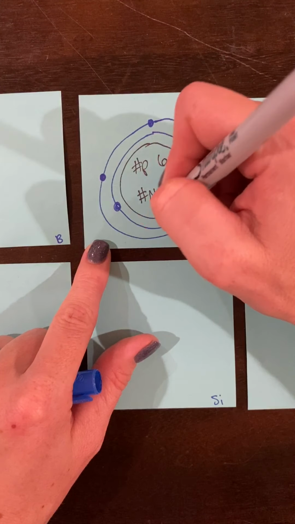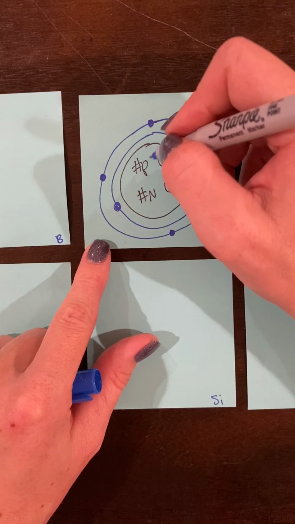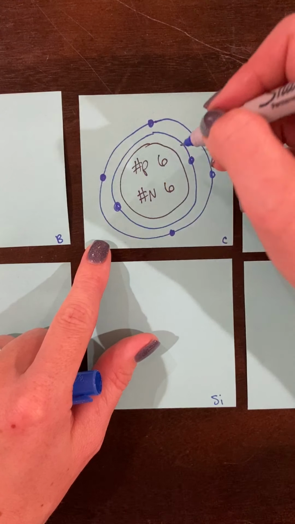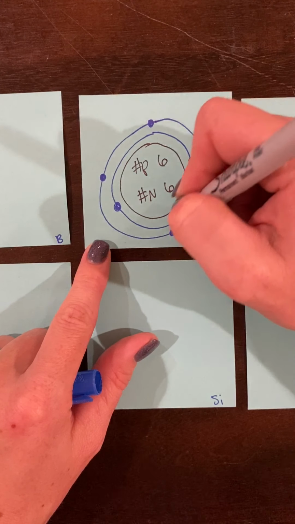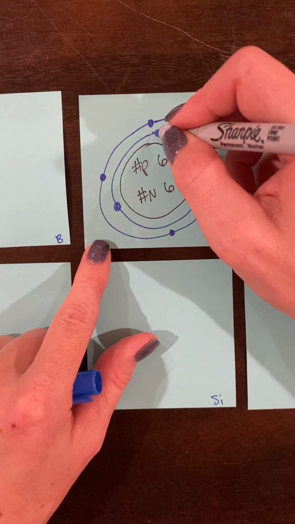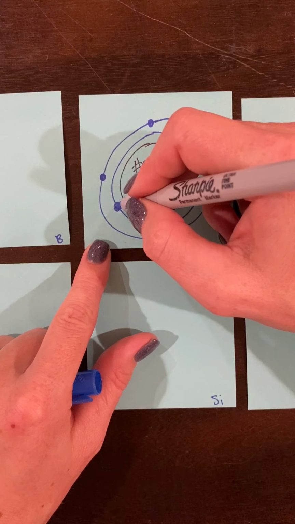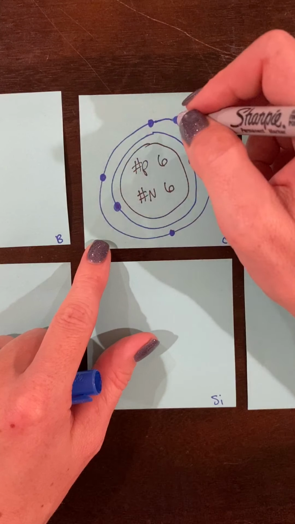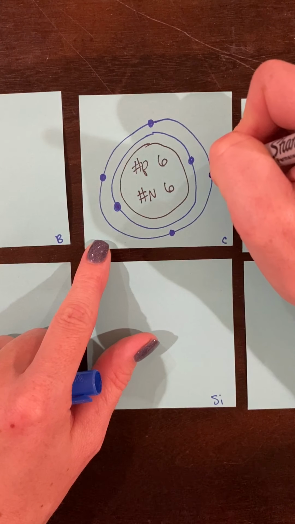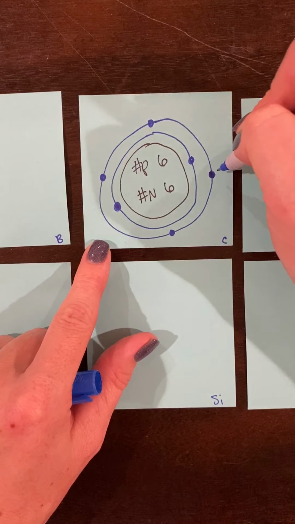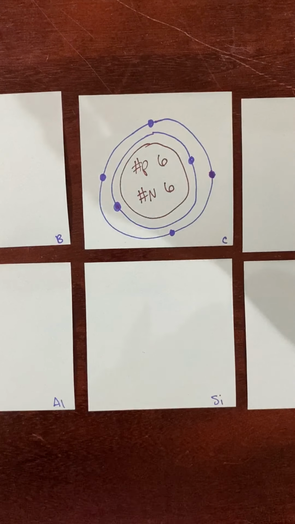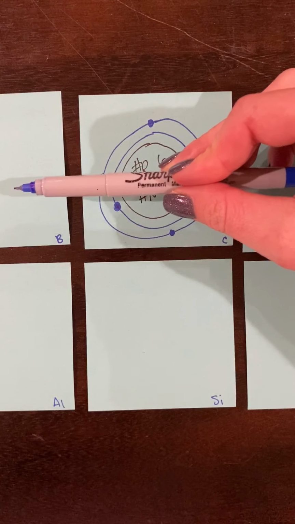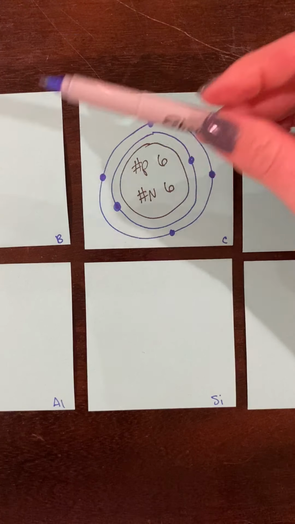So your first circle is your nucleus. Inside your nucleus goes your protons and your neutrons. Your first electron shell gets 2 electrons, and then your second electron shell gets the leftovers in this case. There are 2 electron shells because we are in the second horizontal row on our periodic table.